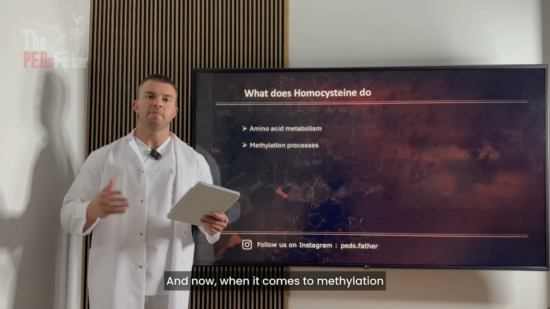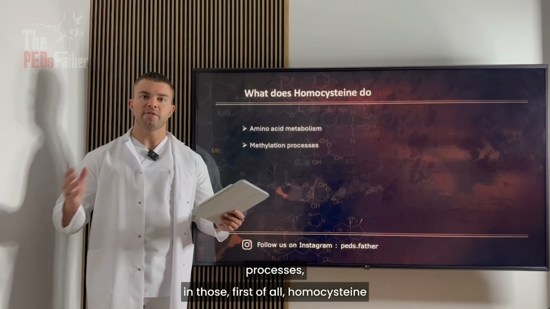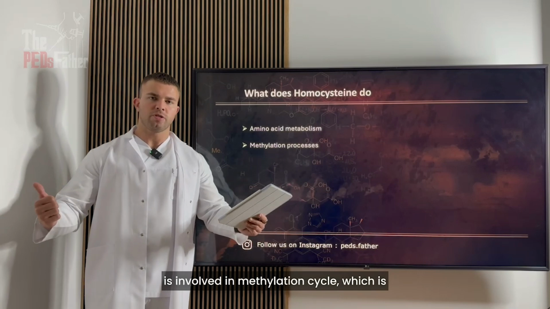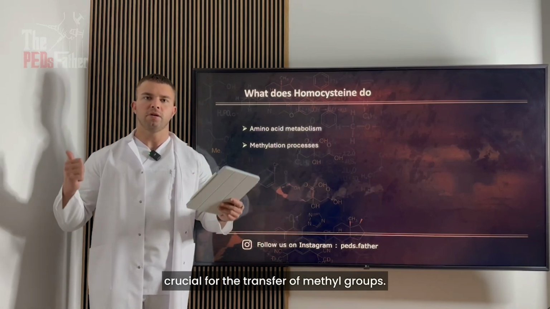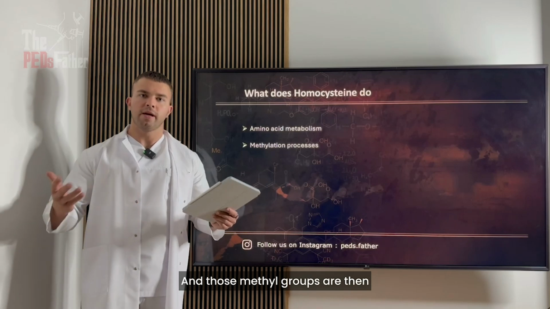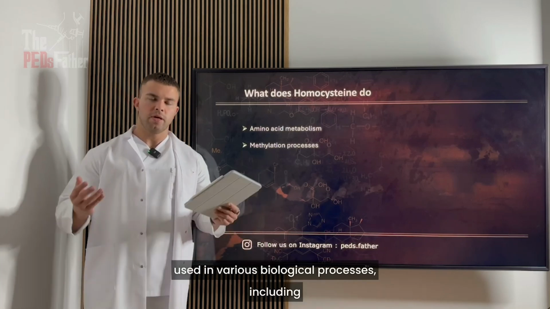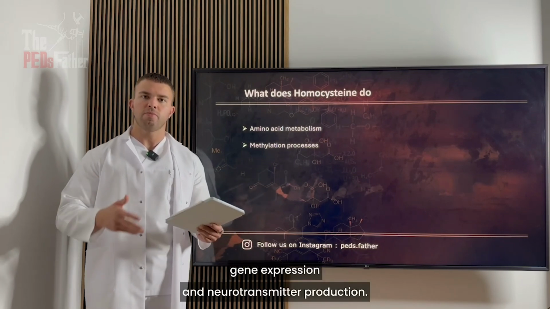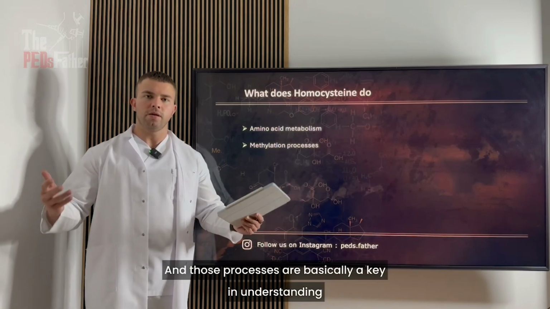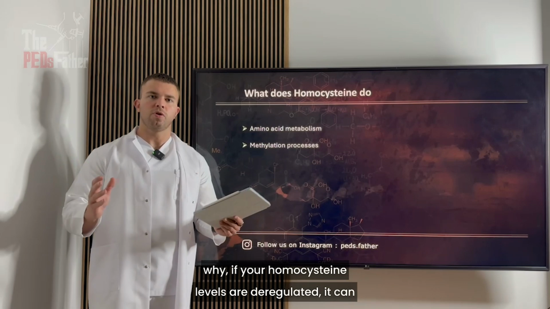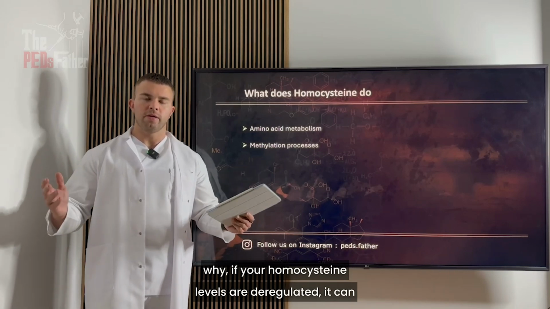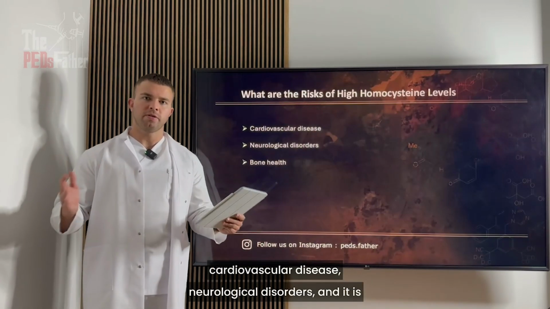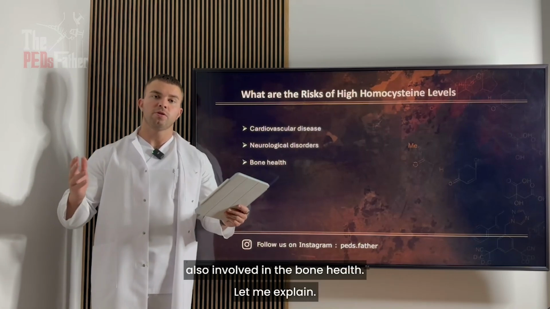And now, when it comes to methylation processes, first of all, homocysteine is a methyl donor, which means basically that it is involved in the methylation cycle, which is crucial for the transfer of methyl groups. Those methyl groups are then used in various biological processes, including, for example, DNA synthesis and repair, gene expression, and neurotransmitter production. Those processes are key in understanding why, if your homocysteine levels are deregulated, it can cause a lot of pretty severe problems for you. Some of those are, for example, cardiovascular disease, neurological disorders, and it is also involved in bone health.